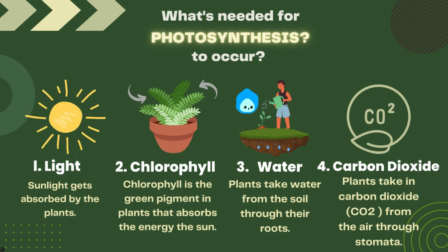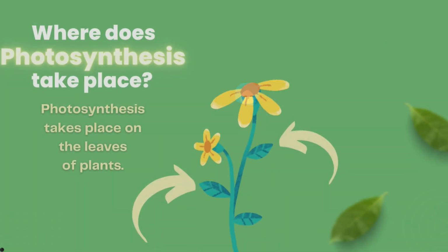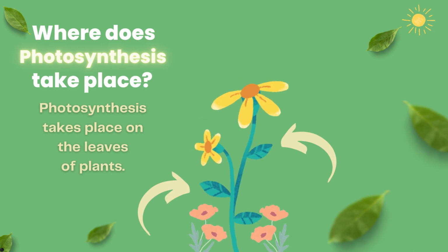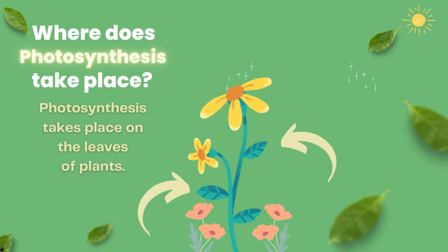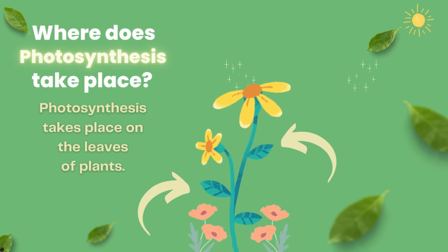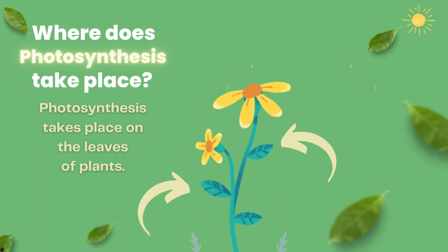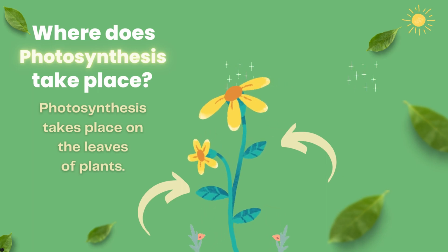Now that we know what's involved, where does photosynthesis happen on a plant? The photosynthesis process takes place in the leaves of plants. They are made up of tiny cells. Inside of these cells are tiny structures called chloroplasts. Each chloroplast has a green chemical called chlorophyll, which gives leaves their green color.